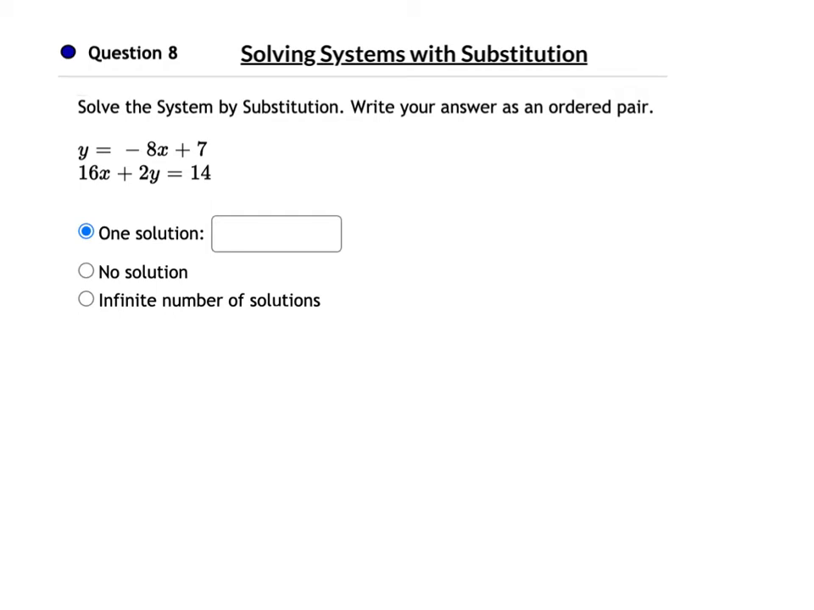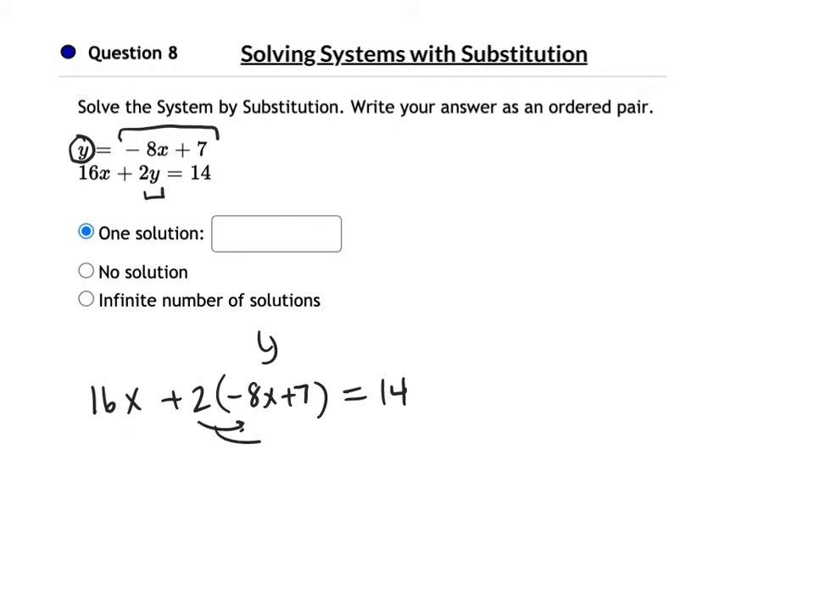Question 8. Again, a variable is by itself. We're ready to go. y is -8x plus 7. I'm going to replace y in the other equation with -8x plus 7. 16x plus 2 times y. This is my y, and I know that it's -8x plus 7 equals 14. And I'm going to distribute +2 through the parentheses.